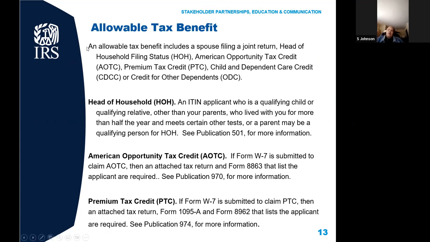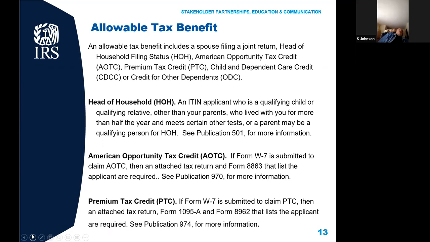The head of household is a filing status where an ITIN applicant who is a qualifying child or a relative other than your parents who live with you for more than half the year and meet certain tests. Or a parent may be a qualifying person for head of household. That's dealing with the tax law, so they refer you to publication 501.